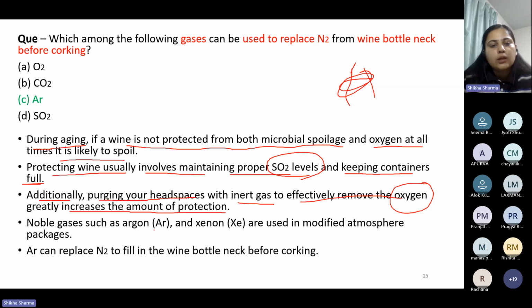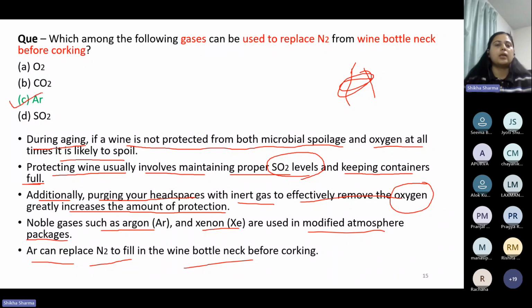For that we use noble gases like argon and xenon, and we modify the atmosphere in the wine headspace. So argon can replace nitrogen to fill in the wine bottleneck before corking. So option C is correct because it is a noble gas. Is this option clear? Yes, ma'am. Okay, so it's not CO2, it's argon.